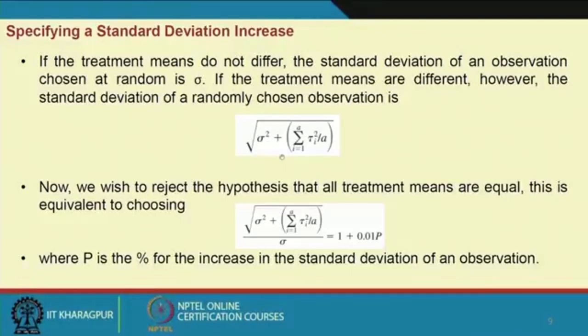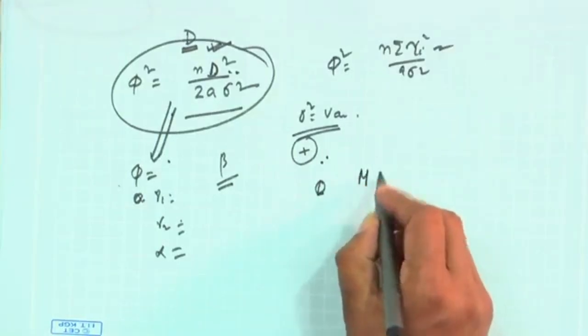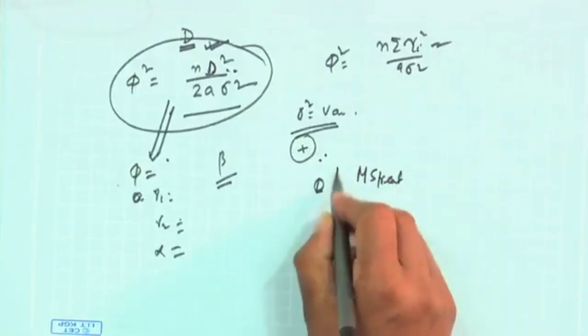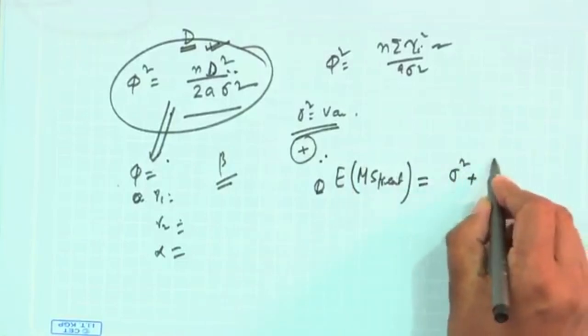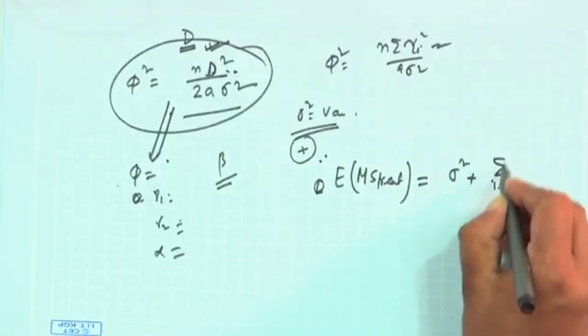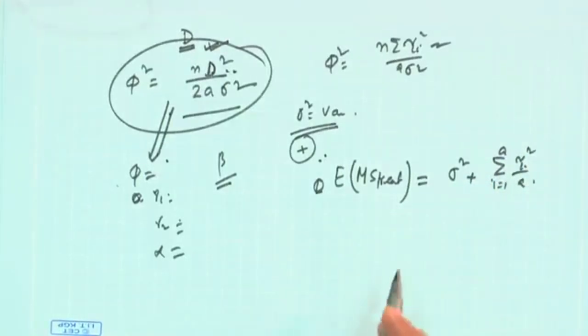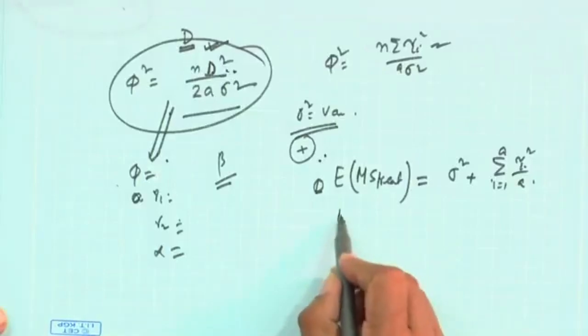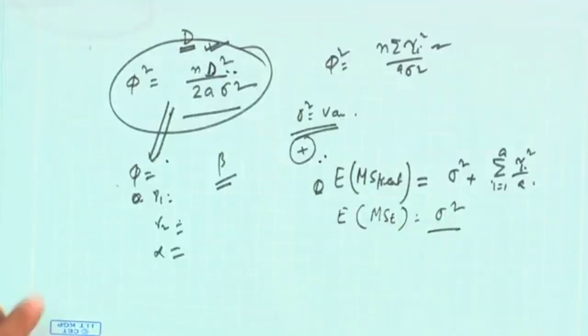Now, you have seen that if there is a treatment difference, then what will happen? Suppose I want to know the MS treatment, what is the expected value of MS treatment? This will be sigma square plus the sum of i equal to 1 to a of tau i square by a. Then the expected value of MS error is sigma square, that we have seen earlier.